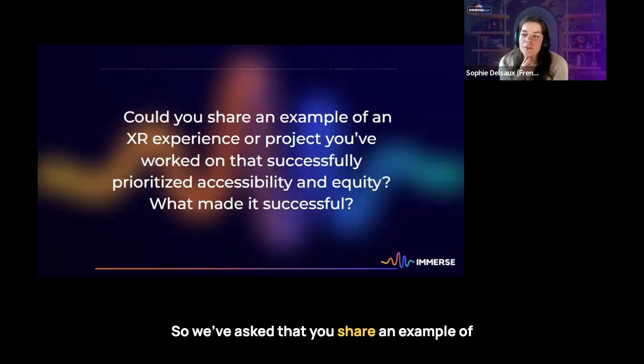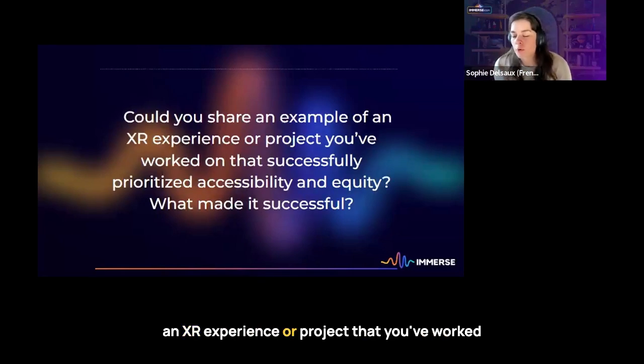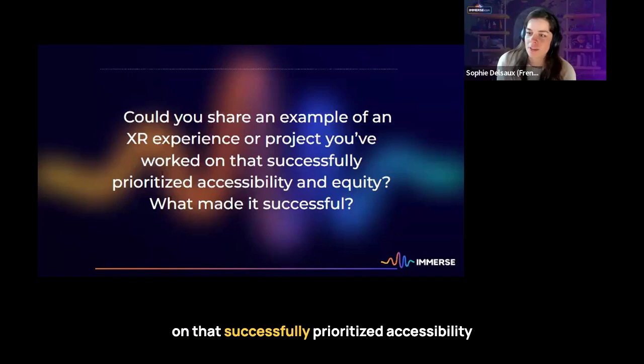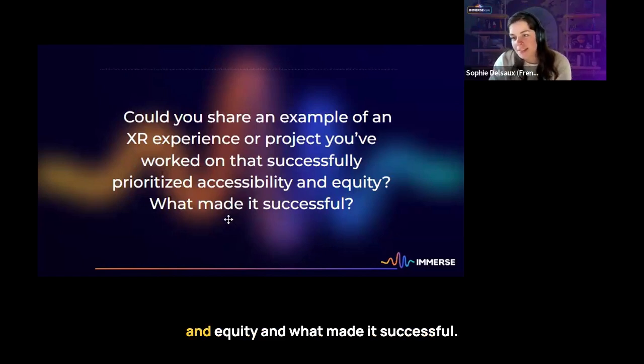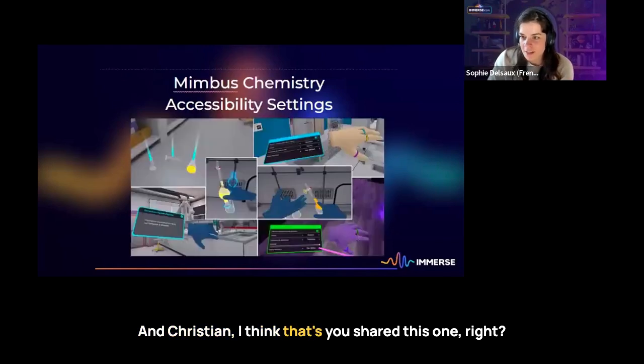So we've asked that you share an example of an XR experience or project that you've worked on that successfully prioritized accessibility and equity and what made it successful. And Christian, I think you shared this one, right?